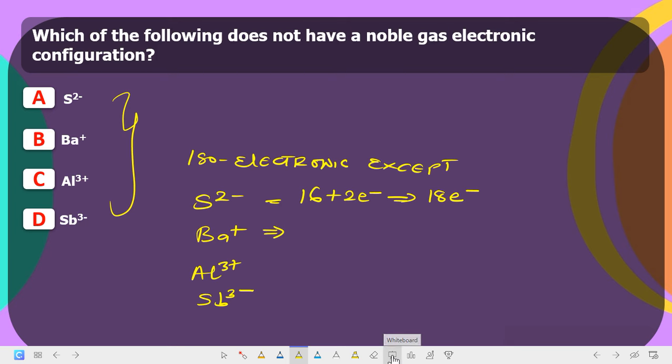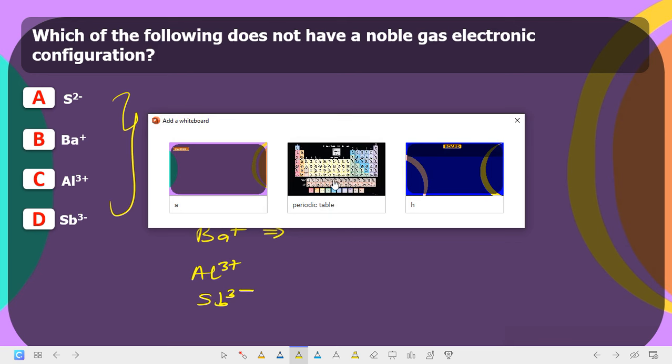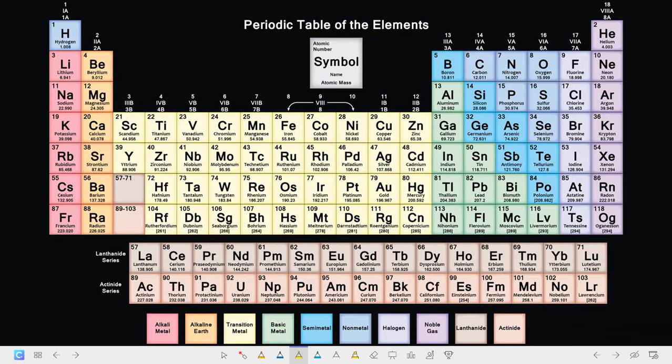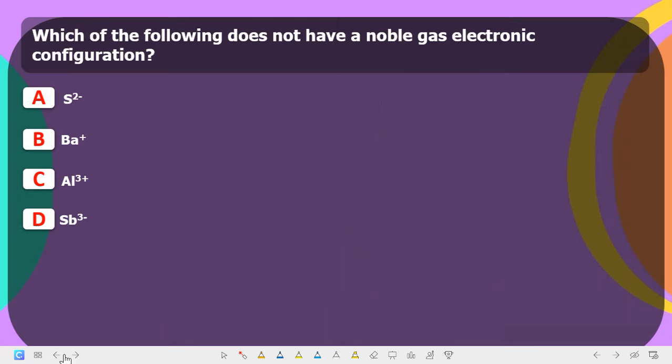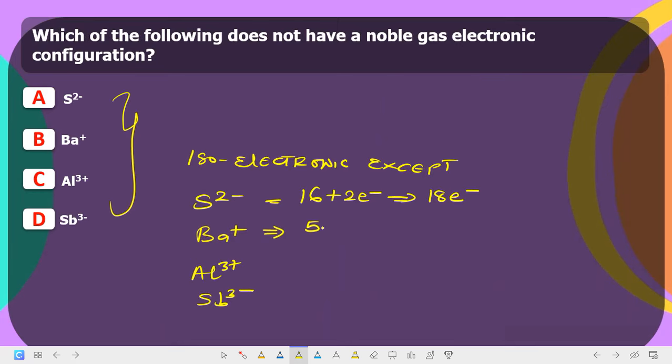The next one is barium. Let's look at barium. Where is barium in the periodic table? This barium has 56 electrons. Now we'll come back and see the charge on barium. 56 electrons. This plus here means barium has lost 1 electron. Is that understood? So 56 minus 1 will be what? 56 minus 1 will give us 55 electrons.